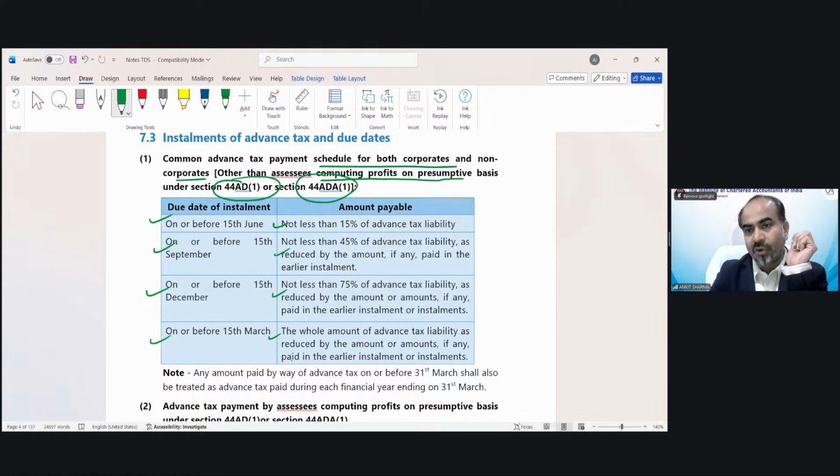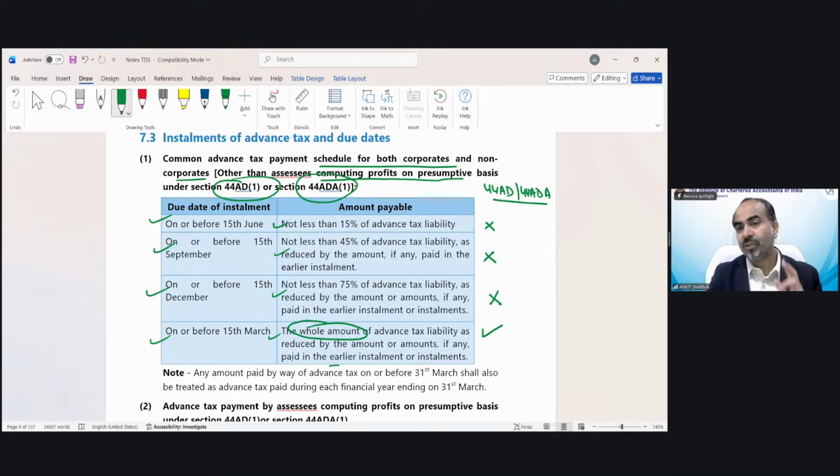For Section 44AD and 44ADA, the compliance is easy. They do not need to deposit anything on 15th of June. No advance tax deposit on 15th of September, December. Only this is required. So if you are an assessee who falls under Section 44AD or 44ADA, then only on the last date, 15th March 2026, you have to estimate your income and deposit the whole amount, 100%, on a single date. So they need to just calculate once in a year. For other assessees, we have to calculate 4 times in a year.